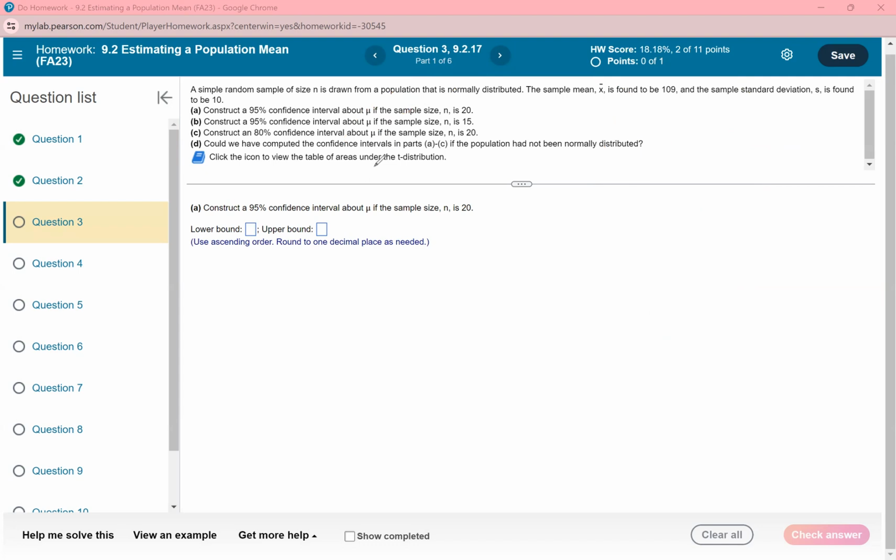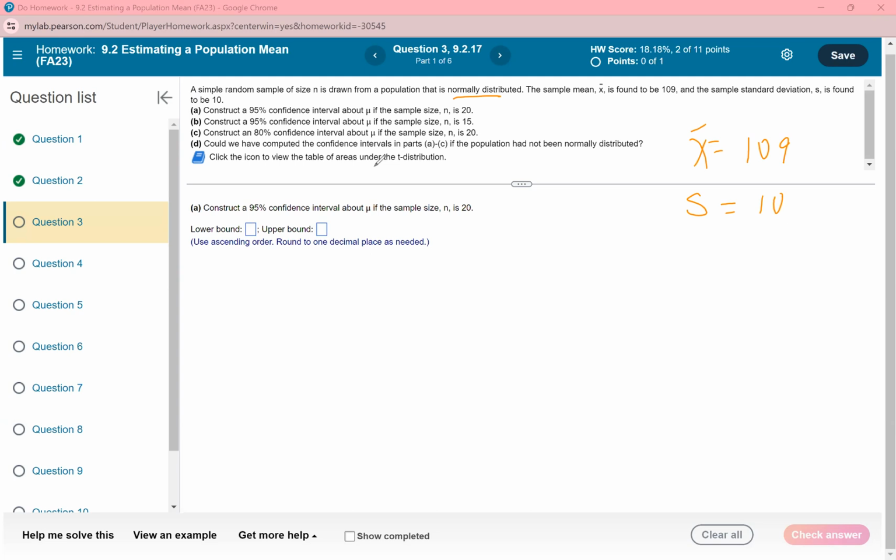All right, a random sample size n is drawn from a population. The population we're being told is normally distributed. The sample mean x bar is found to be 109. The sample standard deviation s is found to be 10. Construct the 95% confidence interval about the mean for a sample size of 20. Same question, sample size of 15. Then they're going to change the confidence level, go back to a sample size of 20.